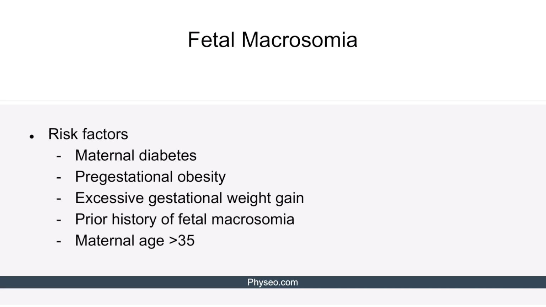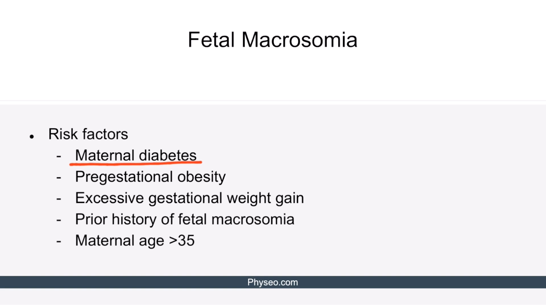Let's now concentrate on the risk factors for fetal macrosomia. So maternal diabetes is one of the most common risk factors for this condition. And the reason why maternal diabetes can cause fetal macrosomia is that maternal hyperglycemia causes fetal hyperinsulinemia. So that makes sense. If the fetus is getting exposed to more glucose, then it's going to produce more insulin. And that insulin, in turn, increases lipid and carbohydrate deposition in the tissues. So that increases the overall size of the baby.